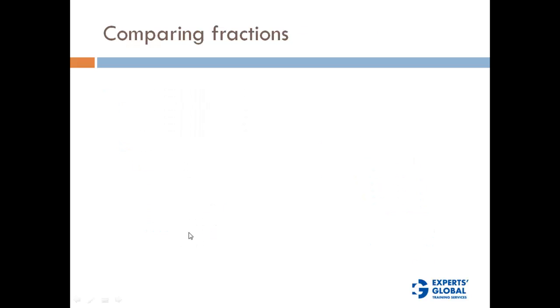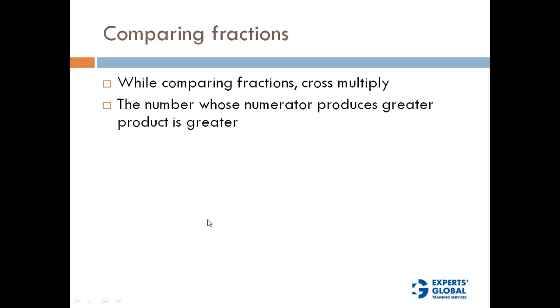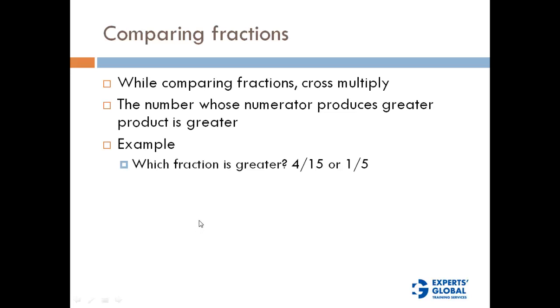Okay, comparing fractions. While comparing two fractions, cross multiply. The fraction whose numerator produces the greater product is greater. Okay, let's see it in action. Which fraction is greater, 4 by 15 or 1 by 5?